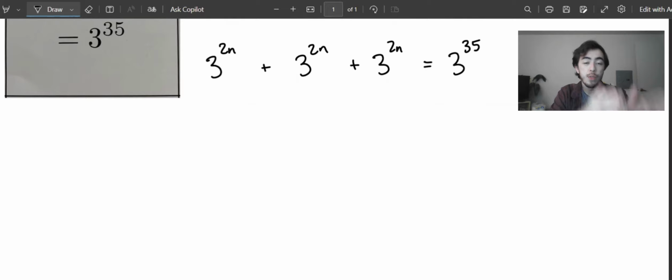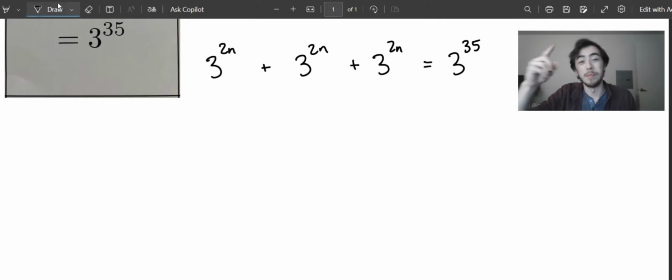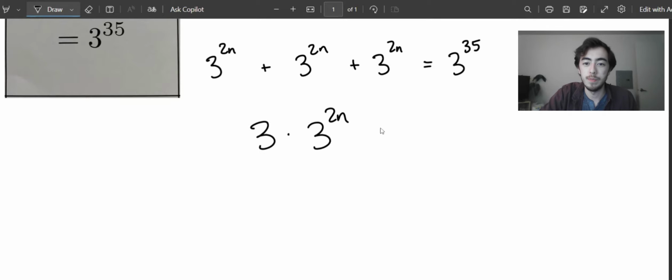And well, I have 3 things being added up. So if you trust me that x plus x plus x is 3x, then hopefully you can trust me that 3 to the 2n plus 3 to the 2n plus 3 to the 2n is 3 times 3 to the 2n. And so I'm super, super close here. I have so many 3s here.